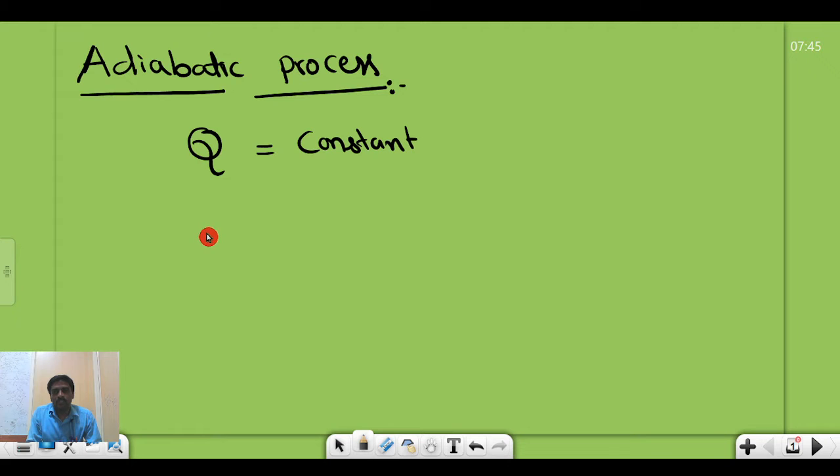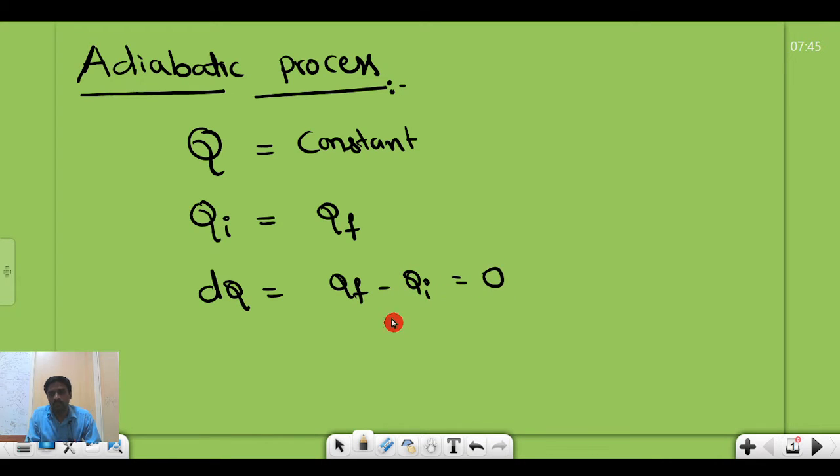If the total heat energy is constant during the process, the initial energy of the system is equal to the final energy of the system. Then the change in heat energy of the system in the process is equal to Q final minus Q initial, which will be 0. What is the conclusion here? The change of heat energy in an adiabatic process must be equal to 0, because Q is always constant.